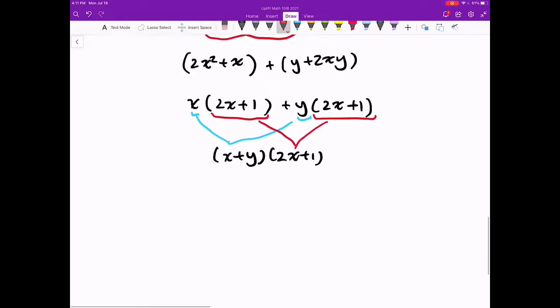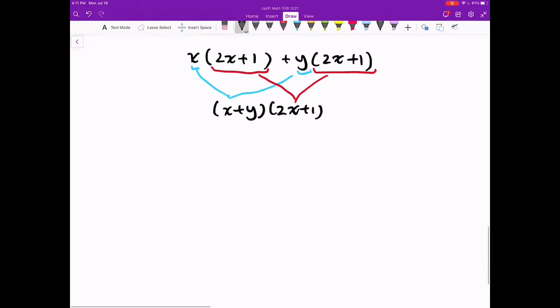Okay. So now we're going to give some examples for you guys to try. Try this example: 6n cubed plus 3n squared plus 8n plus 4. When you're done, you can just type your answer into the chat.